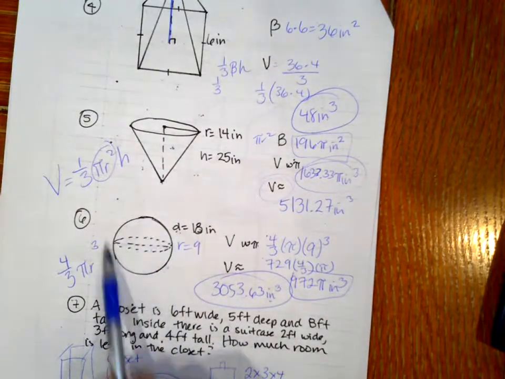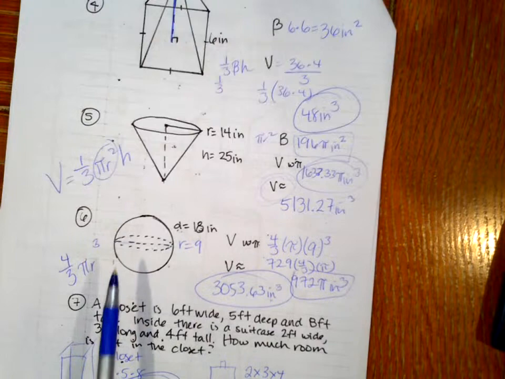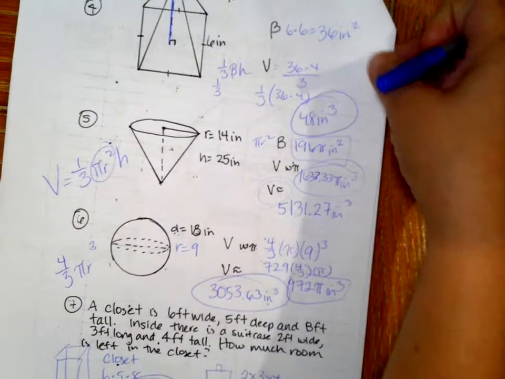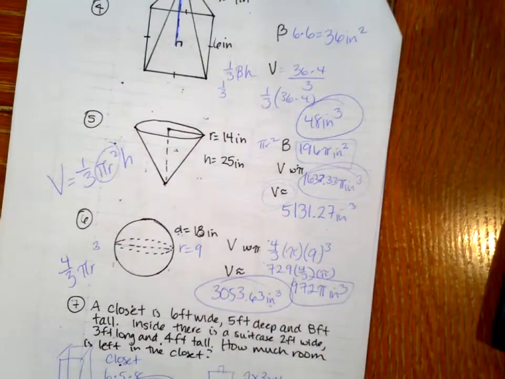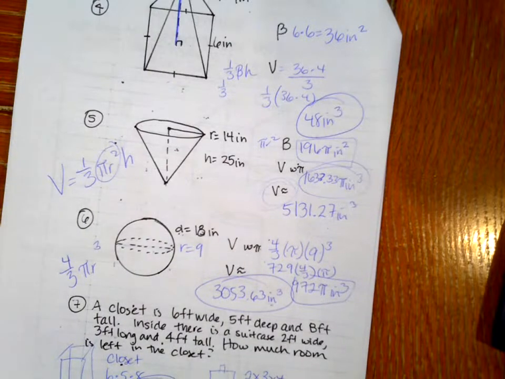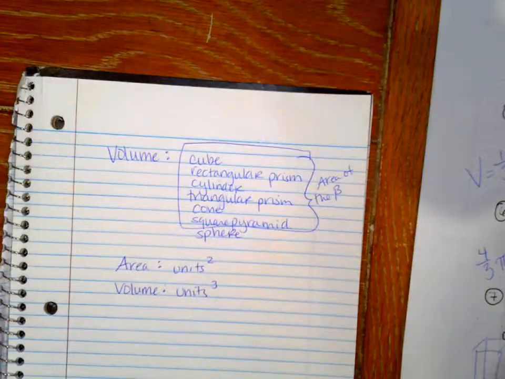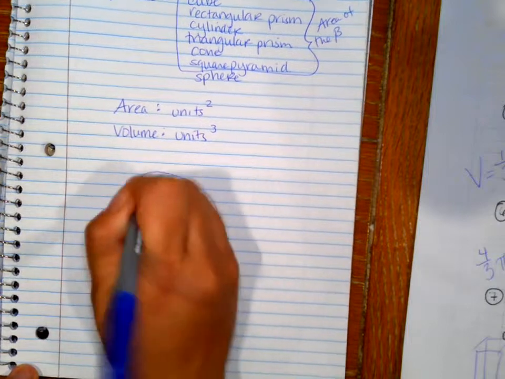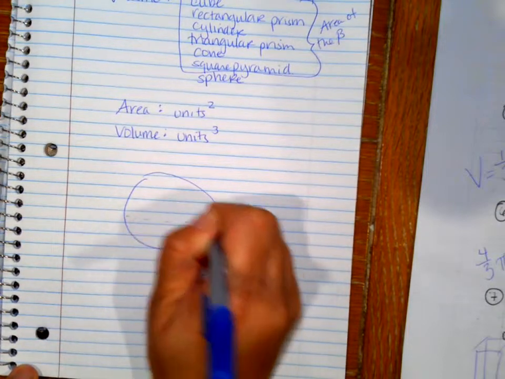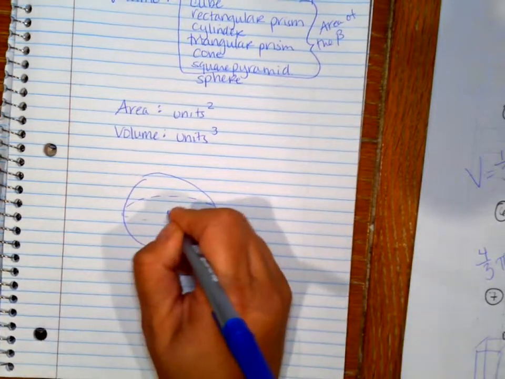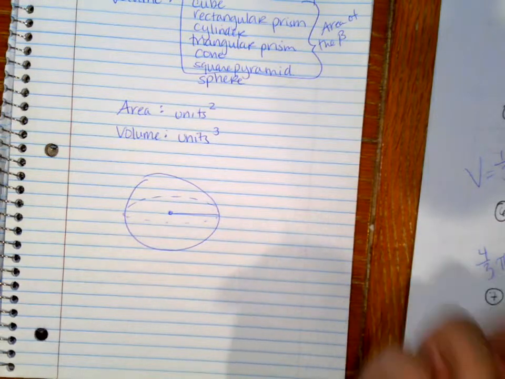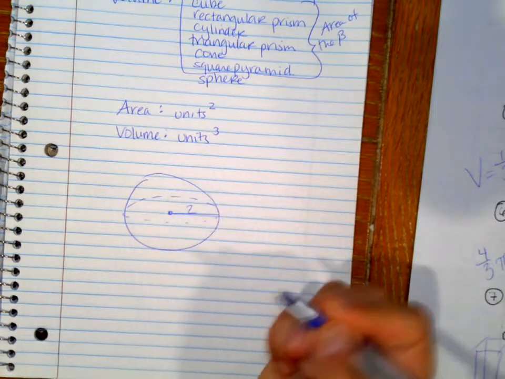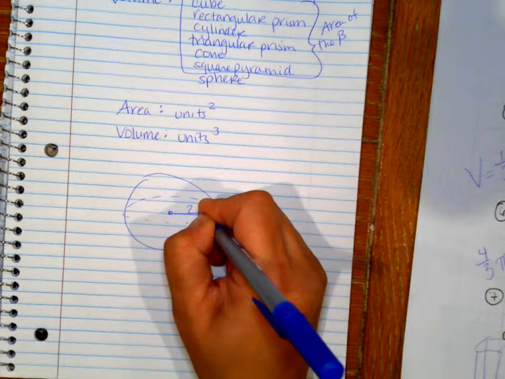Okay, so it's 4/3 pi r cubed, whatever your radius is, not a big deal. So I'll draw one out real quick for you. If you have a sphere, they're going to give you the radius or the diameter. I'll make it easy. We're going to make it a radius of 2, and let's call it 2 inches.